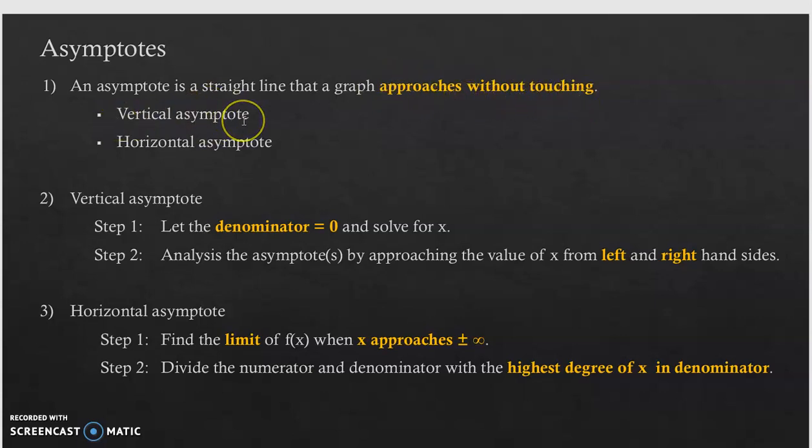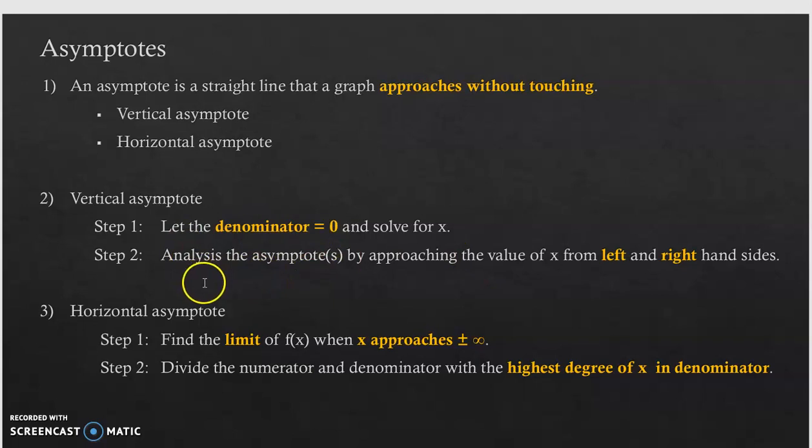We have two asymptotes: one is vertical, another one is horizontal asymptote. In order to find the vertical asymptote, step 1, we will let the denominator equal 0 and solve for x. Then we will analyze the asymptote by approaching the value of x from the left and right hand side.